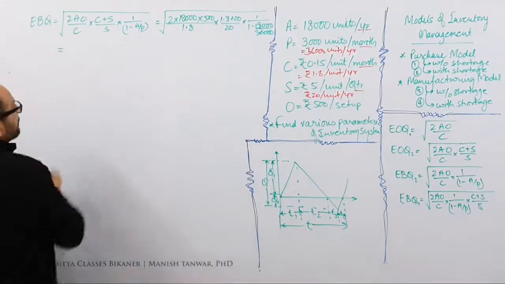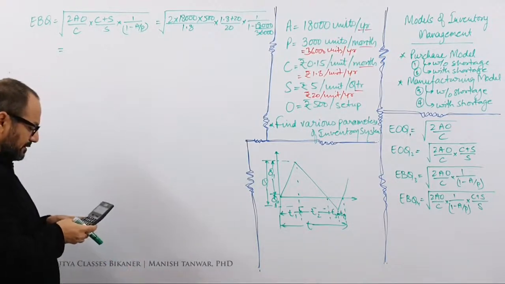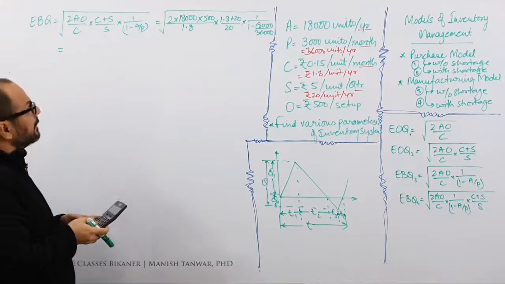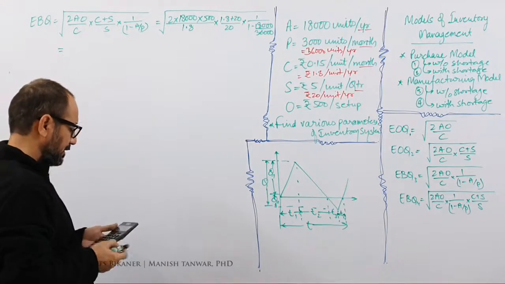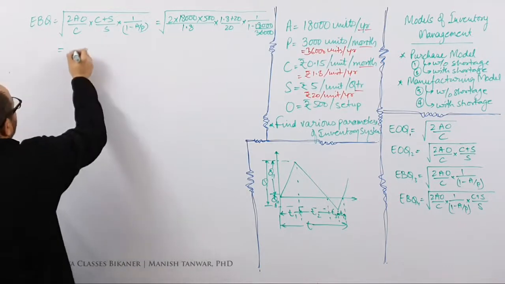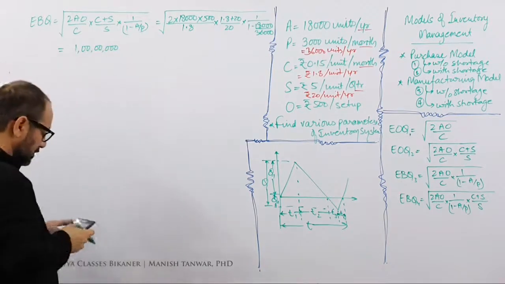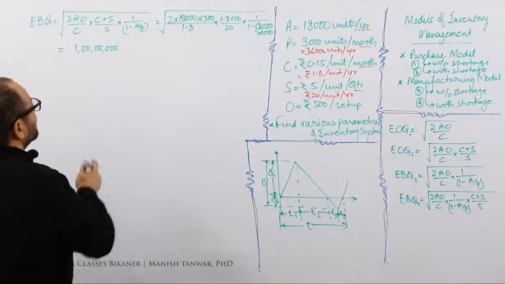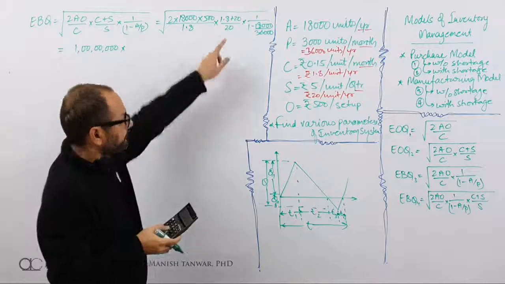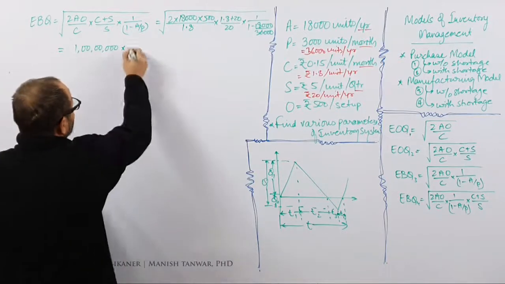Now can we go ahead and find the values? The values would be 2 multiplied by 18,000 multiplied by 500 divided by 1.8, giving me 1 crore. Let me check. 3 and 3, 6 and 1, 7. 1 crore. Next factor would be this one. 21.8 divided by 20, making it 1.09.